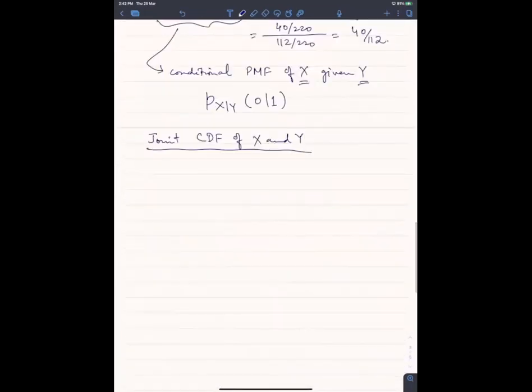Can I do the same for the CDF? Okay. First, let's define the joint CDF. So the joint CDF of X and Y, and again no surprise here, is F of x comma y, denoted by the same capital F, small x and small y, equal to the probability that X takes a value less than or equal to x and Y takes a value less than or equal to small y.